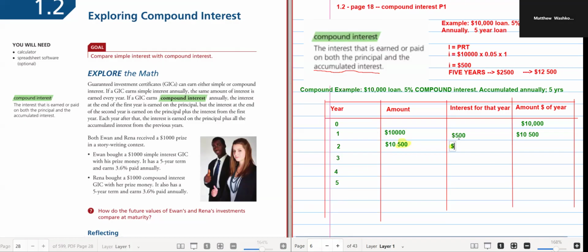I've now made $525 this year. I've made an extra $25, right? Where does that $25 come from? It comes from this $500, right? It's 5% of that $500. So now I'm ending this year off not with $11,000, no, with $11,025. Now that doesn't seem like a lot, right? $25. Nah, who cares? $25 in a year?